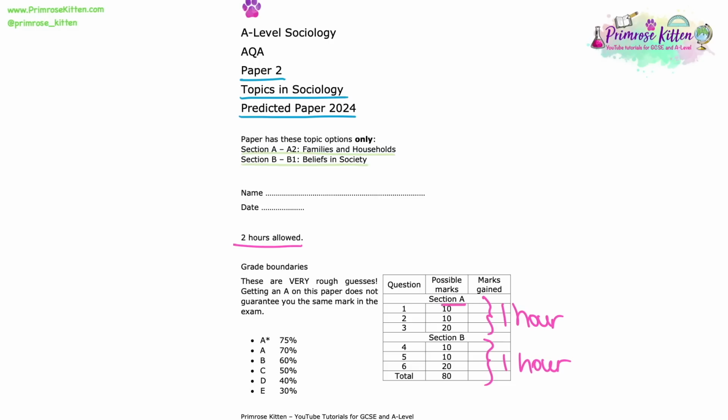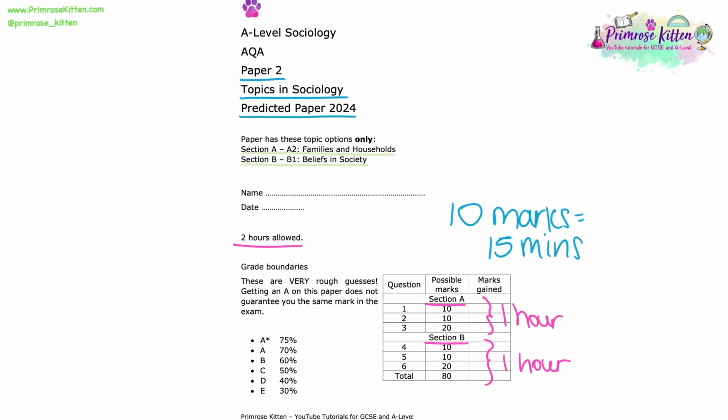With regards to how you should spend that time in Section A and Section B, the question types are identical. You will get a 10 marker, a 10 marker with an item, and a 20 marker with an item. As always, you're advised to spend about 15 minutes per every 10 marks. So in Section A, 15 minutes for your first 10 marker, 15 minutes for your second 10 marker, and 30 minutes for that 20 marker.